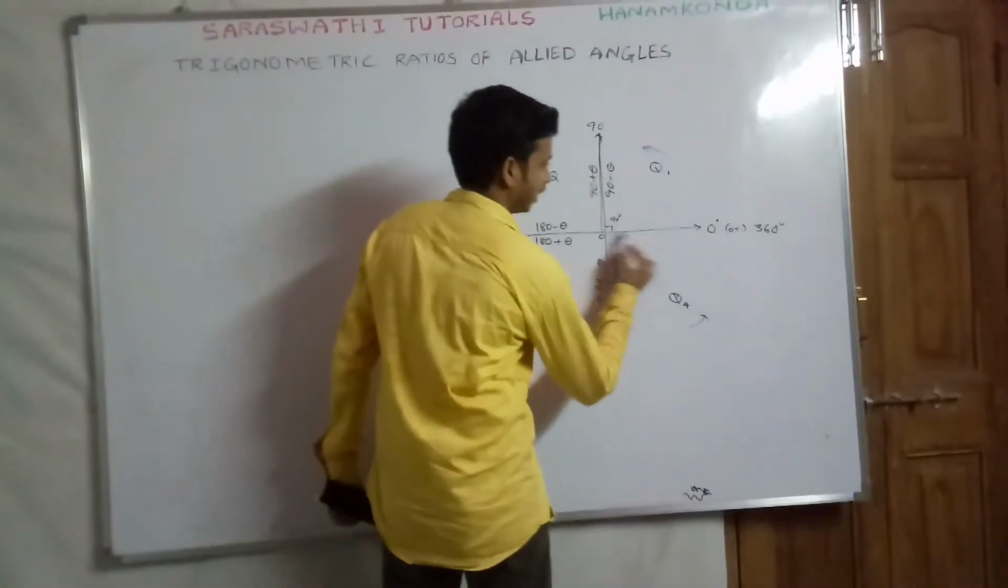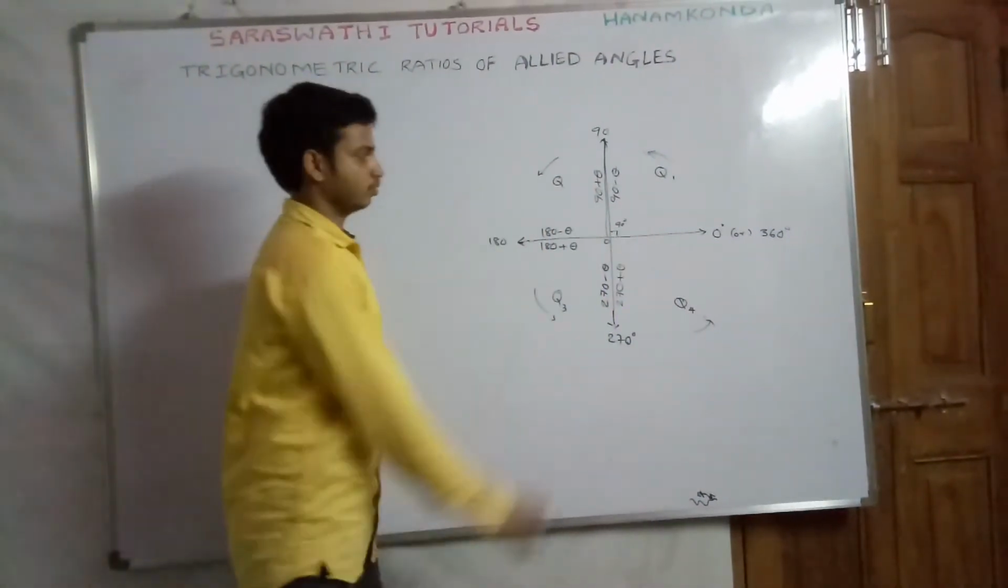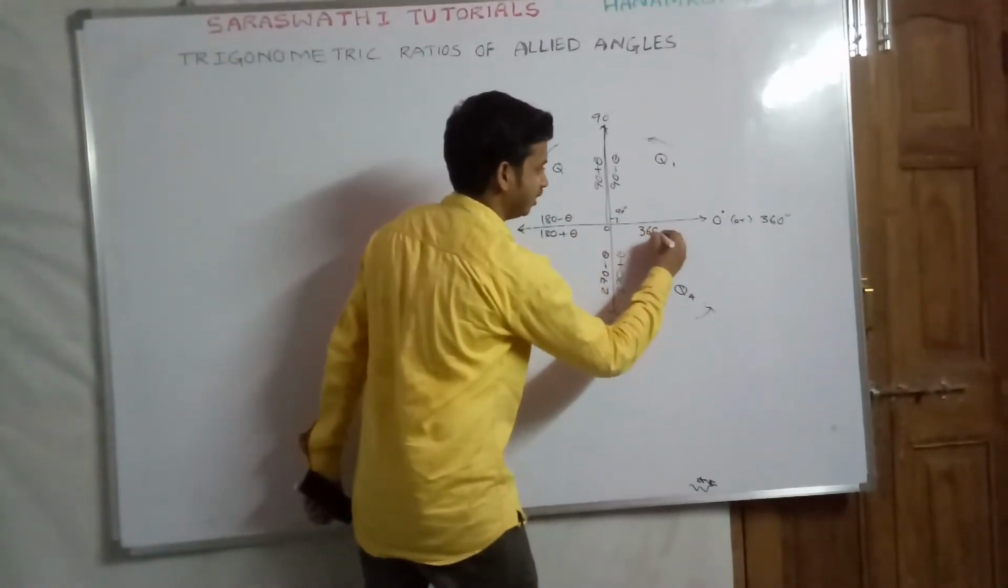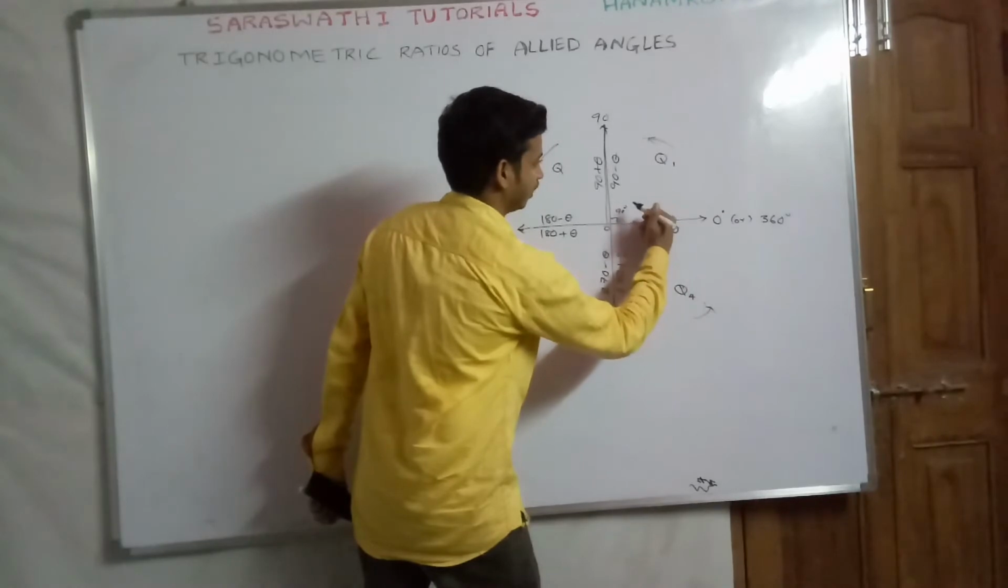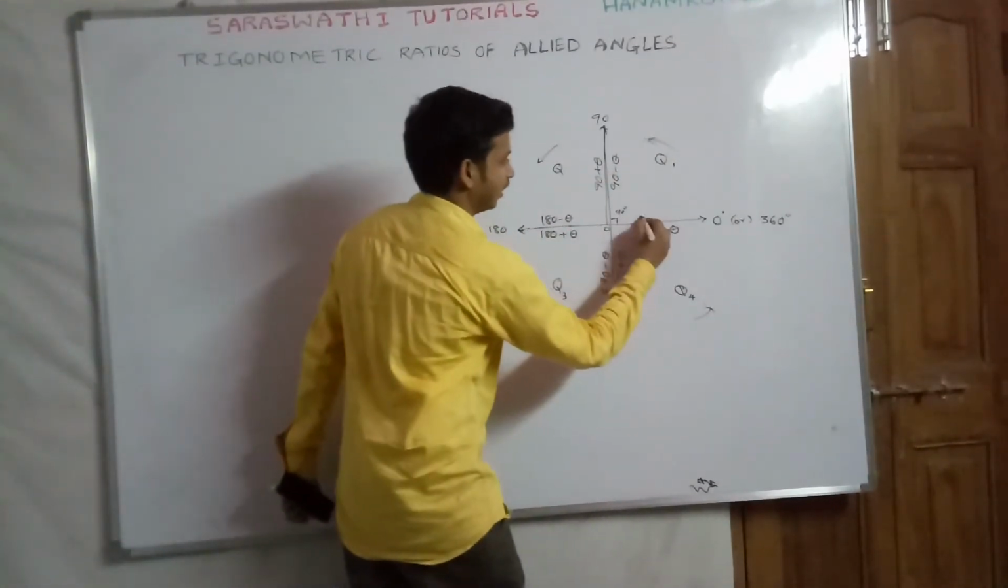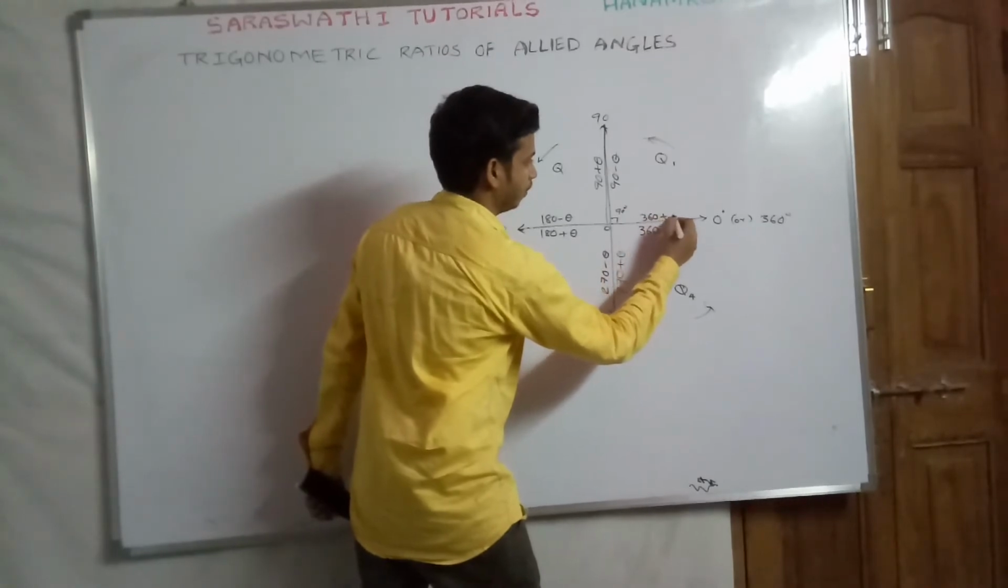Okay, the straight line is 360 degrees. So the angles which are below are less than 360, so we can take it as 360 minus theta. The angles which are above the line are greater than 360, so we can take it as 360 plus theta.